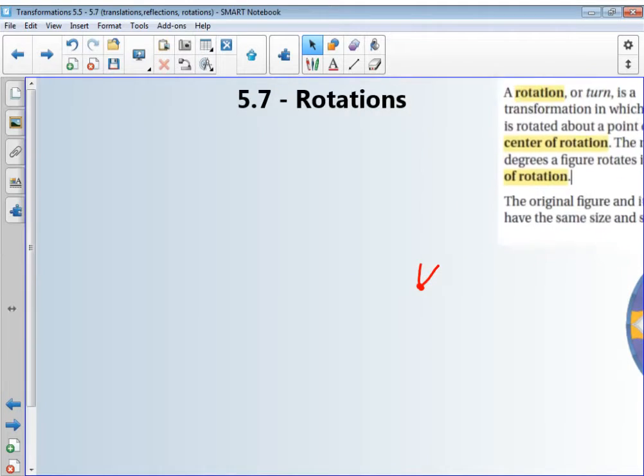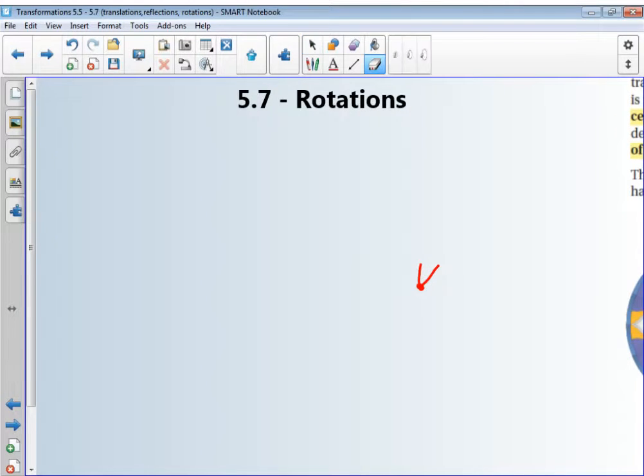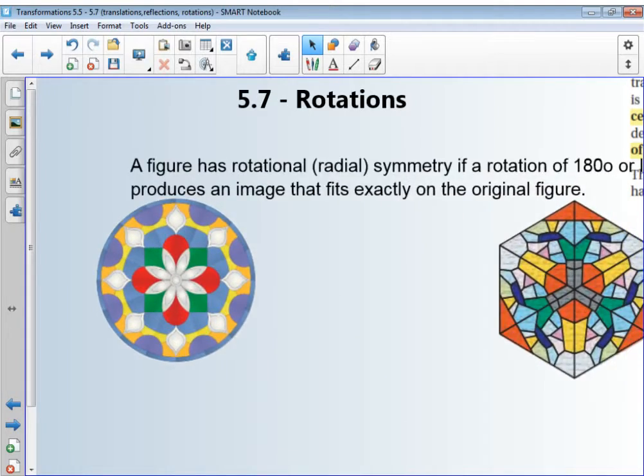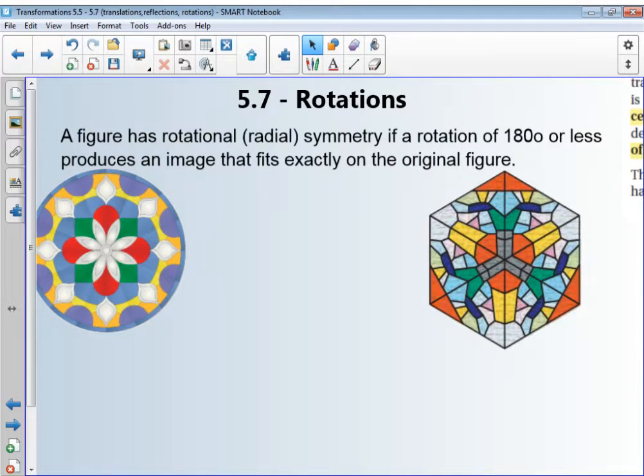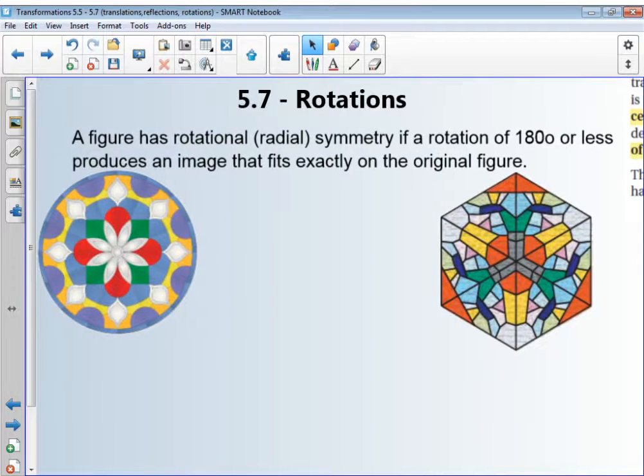Okay, another piece that goes along with this lesson is just a little bit of vocabulary, and that's working with what they call rotational, or sometimes referred to as radial symmetry. And radial symmetry or rotational symmetry happens if a rotation of 180 degrees or less produces an image that fits exactly on the original figure. So these are two figures that involve rotational or radial symmetry.